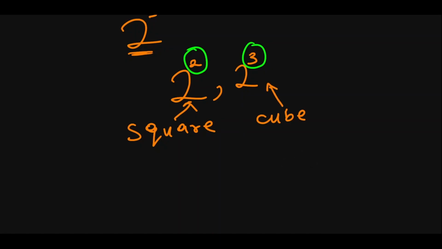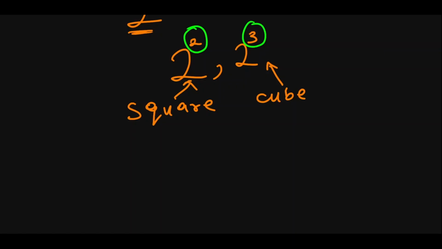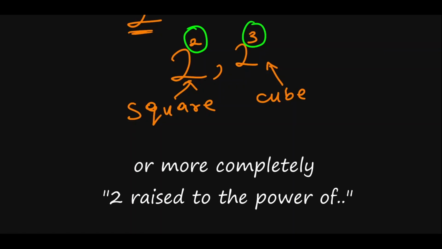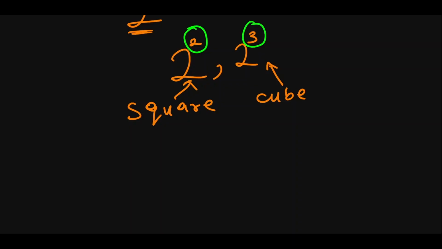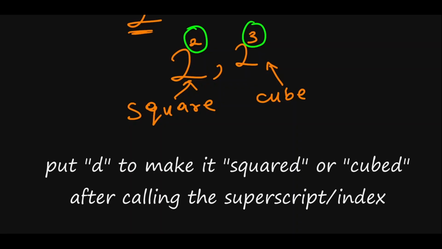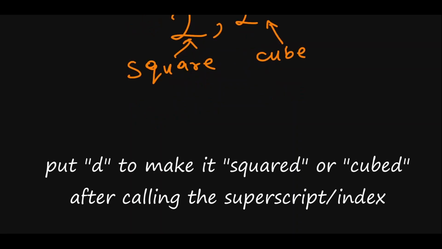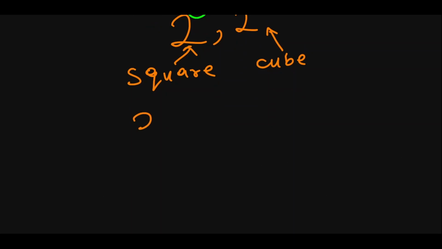So what I'm saying in essence is, instead of saying 2 to the power of 2 or 2 to the power of 3, because that's how it is pronounced when you use powers, you can just say 2 squared or 2 cubed. In the same way, you can say 3 squared, 5 cubed, and so on. So squared is the same thing as raised to the power of 2, and cubed is the same thing as raised to the power of 3.